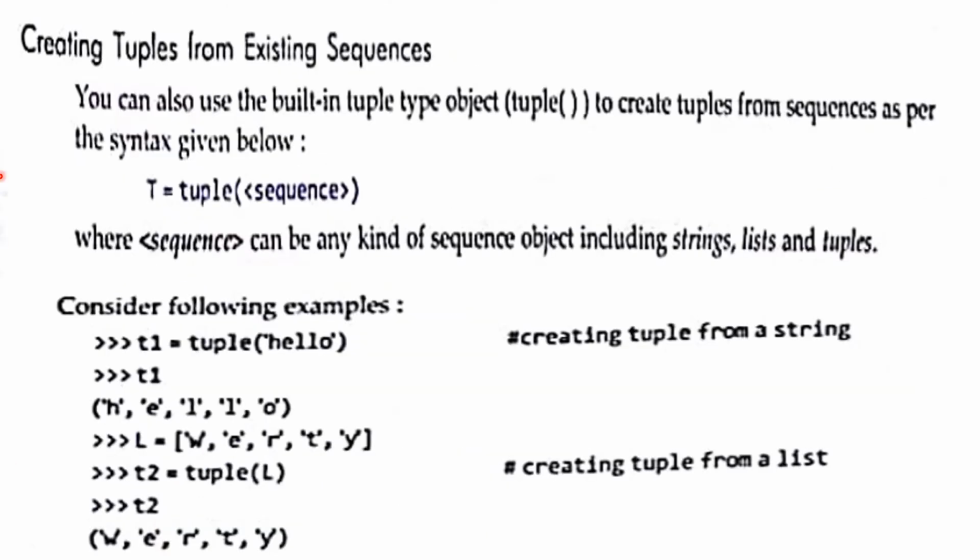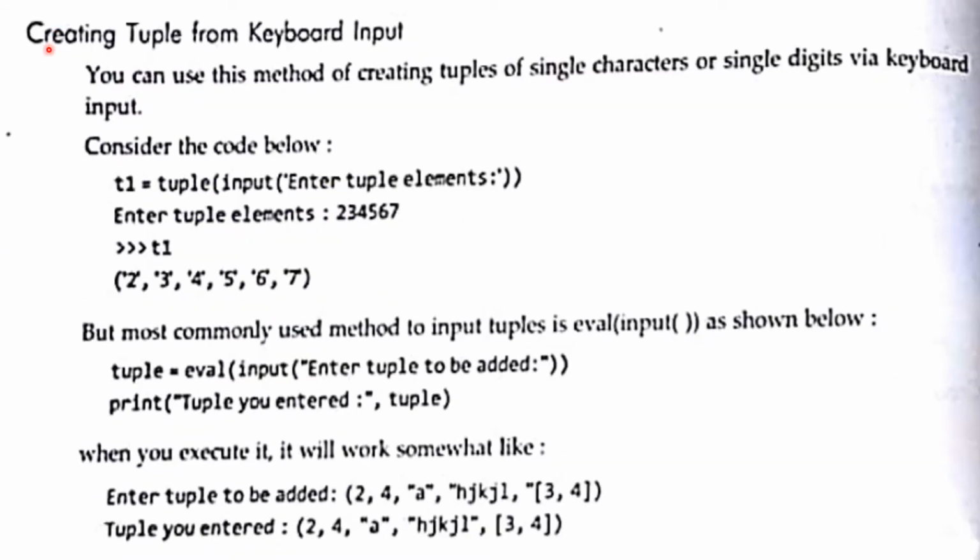Then creating tuples from existing sequences. This we have also seen, it is the same as a list, and the difference is only parentheses here. The rest is the same way: we can create a tuple from a string, and we can also create a tuple from a list. Next is creating a tuple from keyboard input. This is also the same as we have done in the list.